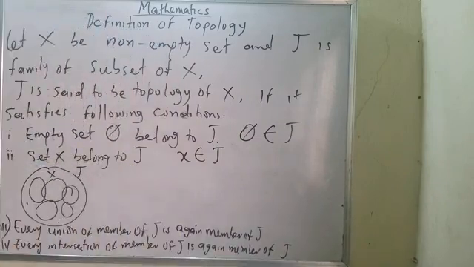It means the third one is union, and the fourth one is intersection. Now, before I continue, let me show an example.